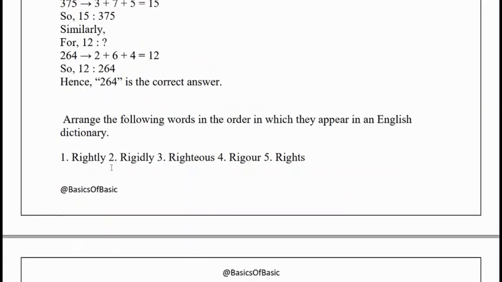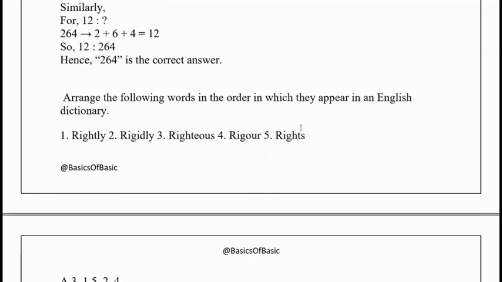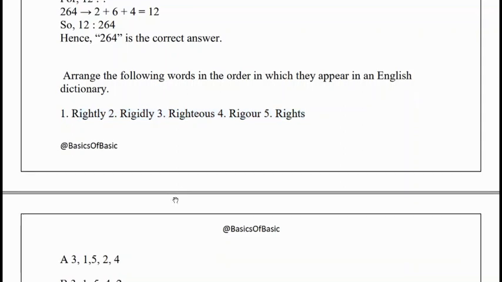Okay, arrange the following words in the order they appear in the English dictionary. This is also very easy. If you know how to place them according to the arrangement in the dictionary, then you can surely solve this problem. In all of the options, RIG is common. So you need to check with the fourth letter. Here it is H, here it is I, here it is also H, O, G. So you can eliminate O here.